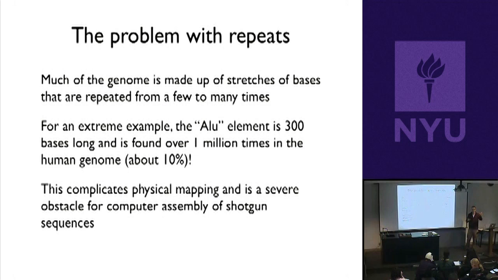You get, for example, a sequence with an ALU element in it, and you have no idea where it goes because it could go to any one of 1 million places in the genome. Okay? So that makes this difficult.